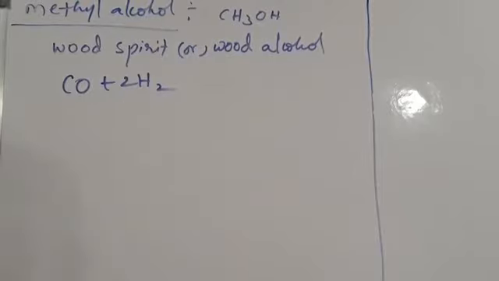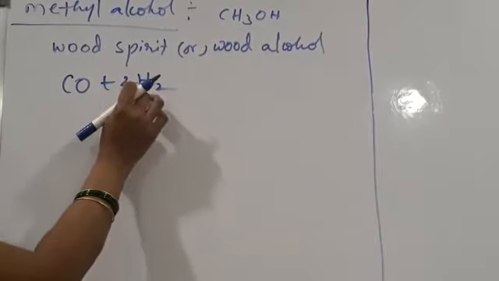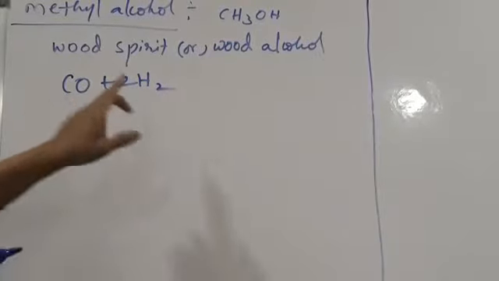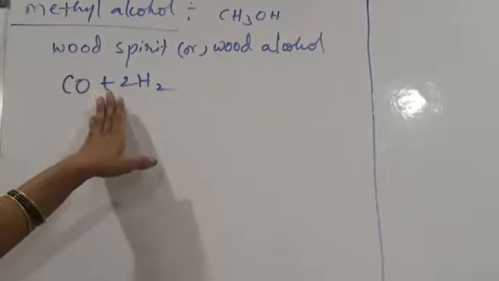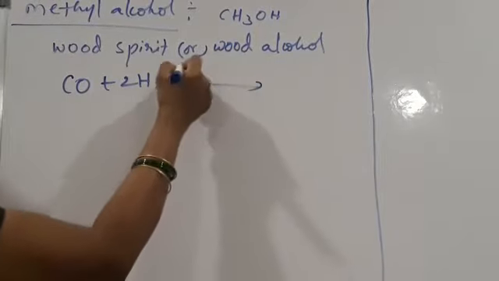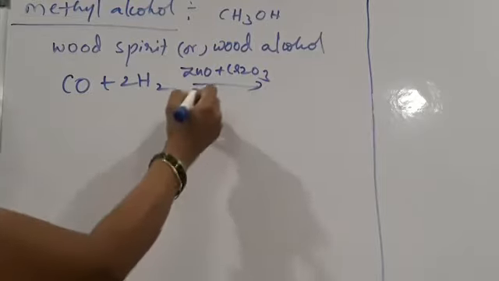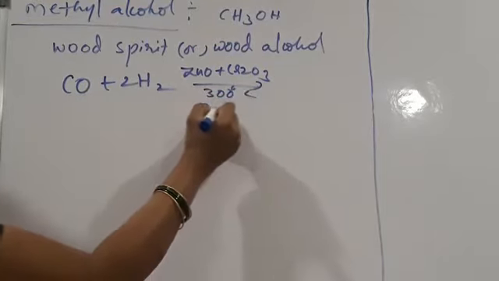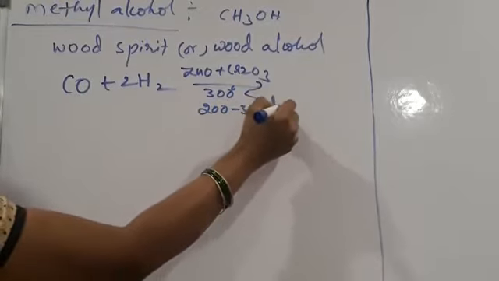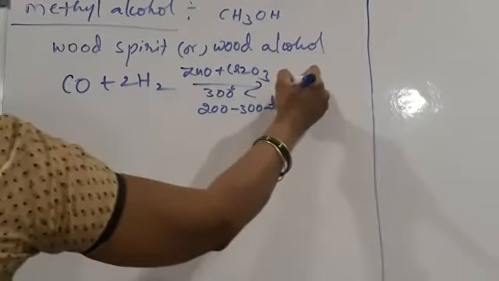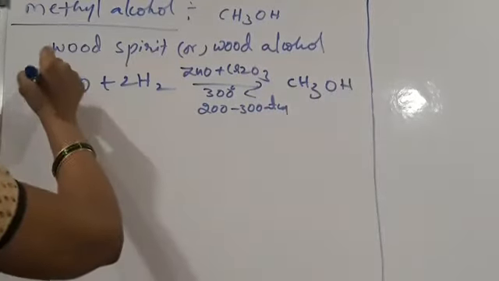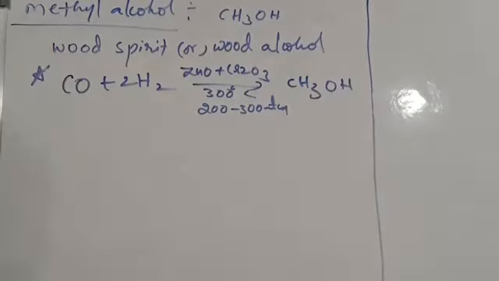Here we are taking 2 moles of hydrogen, CO and 1 mole of hydrogen, that is water gas. But here we are additionally adding hydrogen. So this water gas mixture, in presence of zinc oxide and chromium trioxide at 300 degrees centigrade temperature and 200 to 300 atmosphere pressure, converts into methyl alcohol. So this is an important reaction, preparation of methyl alcohol from water gas in presence of a mixture of zinc oxide and chromium trioxide at 300 degrees centigrade temperature and 200 to 300 atmosphere pressure.